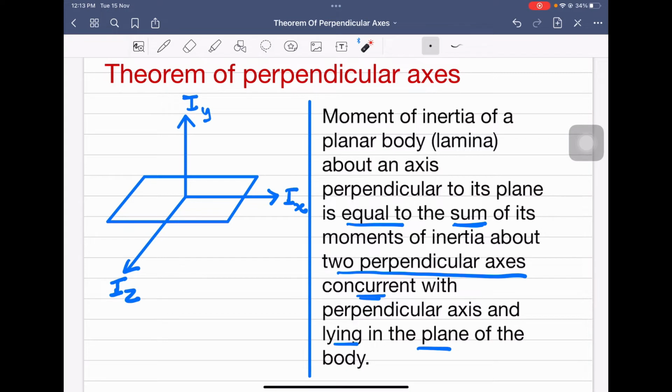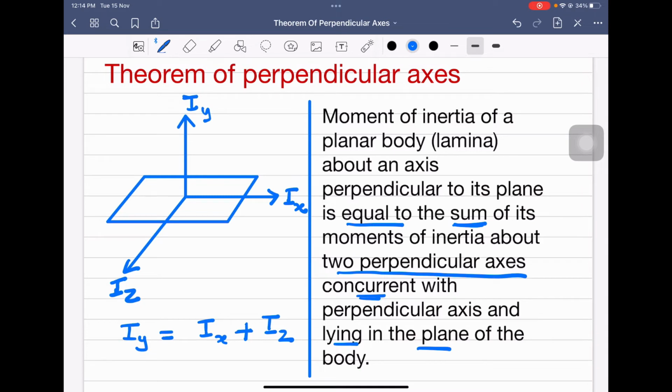So if you have to write it in the form of an equation, what do we write? Iy equals, what is Iy? Iy is an axis perpendicular to the plane of the body. That is equal to the sum of the moments of inertia of two mutually perpendicular axes, which are concurrent with the perpendicular axis. So the sum of Ix and Iz.